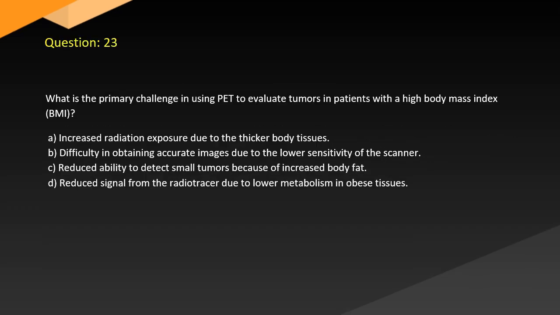Question 23. What is the primary challenge in using PET to evaluate tumors in patients with a high body mass index, BMI? A. Increased radiation exposure due to the thicker body tissues. B. Difficulty in obtaining accurate images due to the lower sensitivity of the scanner. C. Reduced ability to detect small tumors because of increased body fat. D. Reduced signal from the radiotracer due to low metabolism in obese tissues.